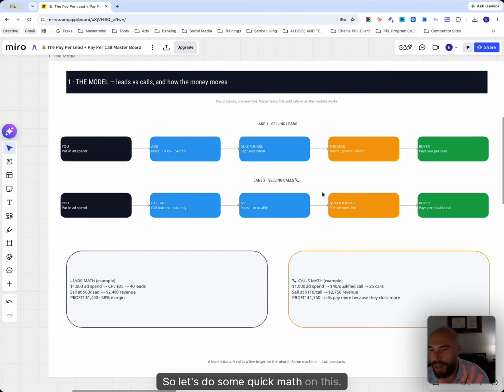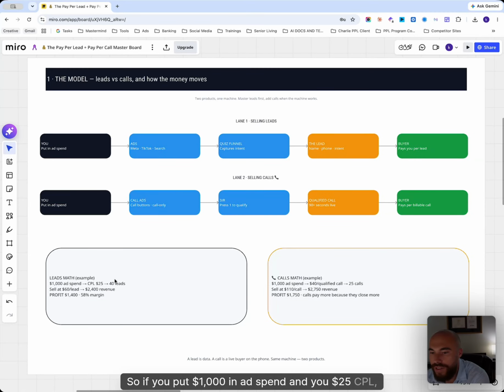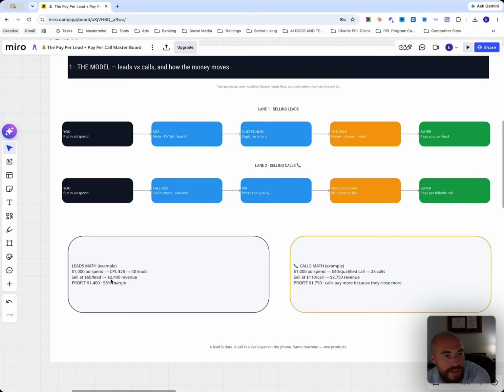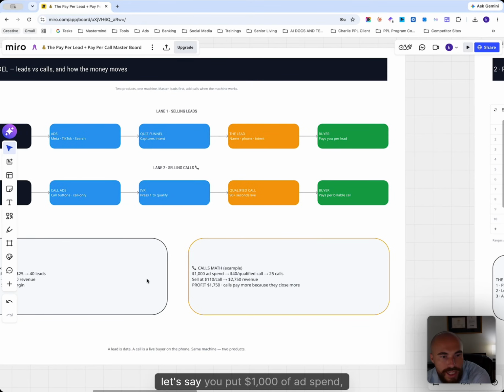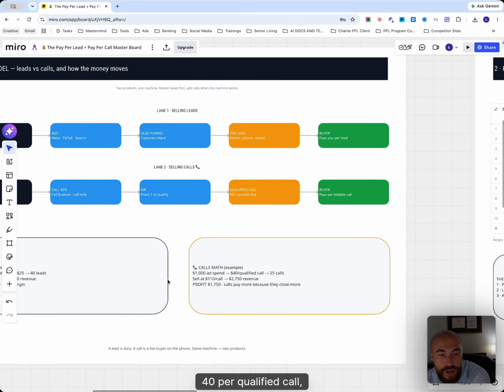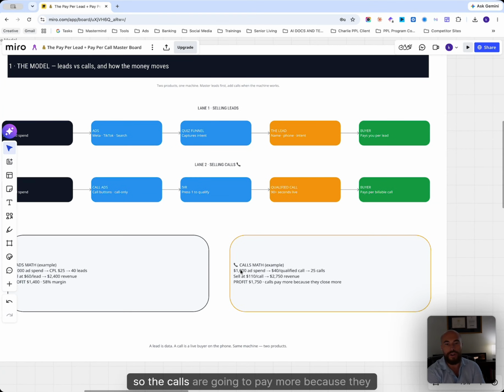So let's do some quick math on this. If you put $1,000 in ad spend and you have a $25 CPL, that's 40 leads at a $25 CPL. You sell at $60 a lead. That's $2,400 in revenue. You have $1,400 profit at a 58% margin, right? Now calls: let's say you put in $1,000 of ad spend, you're getting 40 per qualified call, for 25 calls, and you sell at $110 a call because calls are obviously more expensive. It's way more intent, and you make $2,750 in revenue, so you profit $1,750. So the calls are going to pay more because they close more and they're more expensive, right?